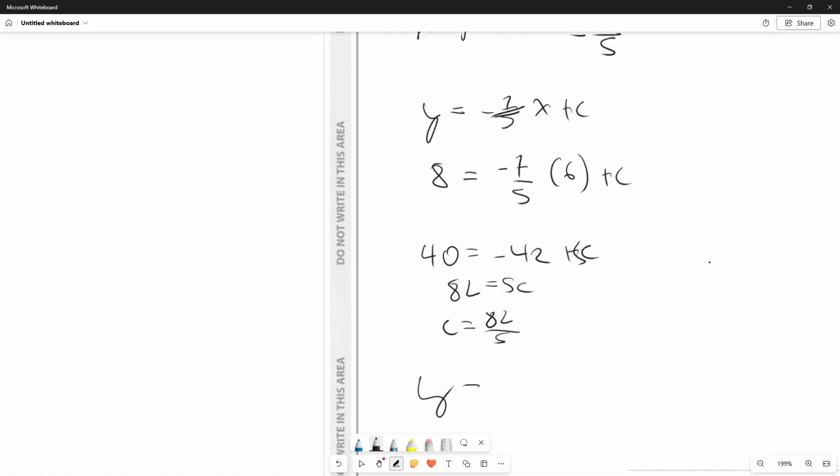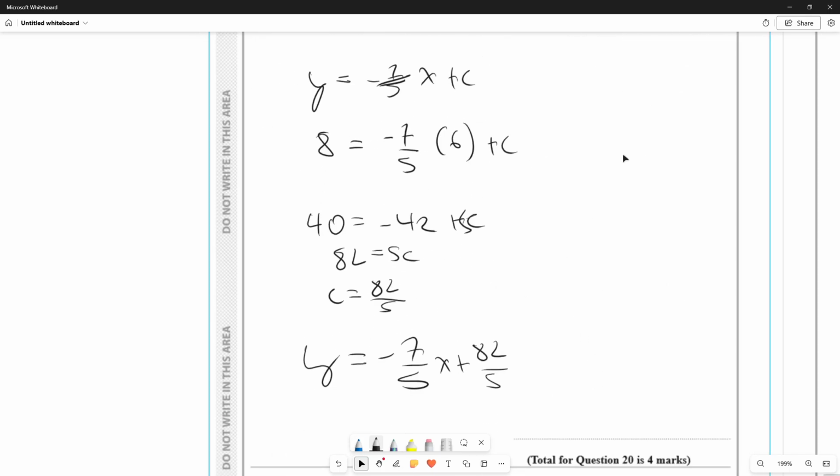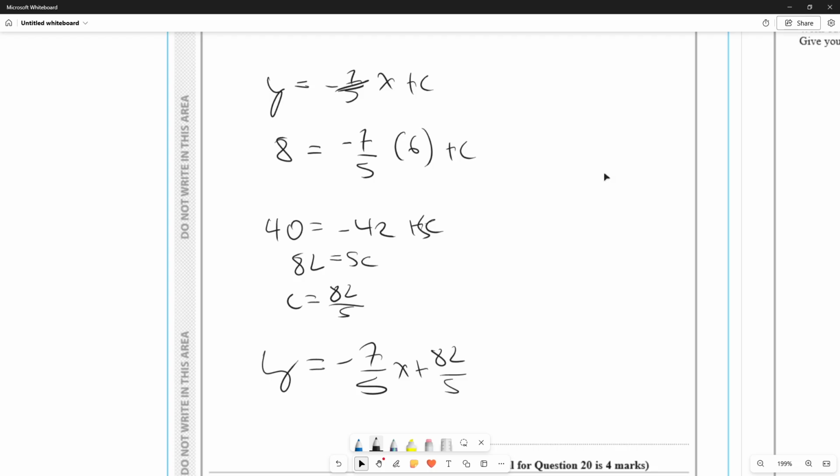Now we can write this out in the form y equals minus 7/5 of x plus 82 over 5. And we want to get it into the form ax plus by plus c equals 0. Remember, read the form. Technically, this is correct, like I said with the previous question. This is the correct form. Nothing wrong with it. However, the question wants you to format it differently. So let's put it in that form.